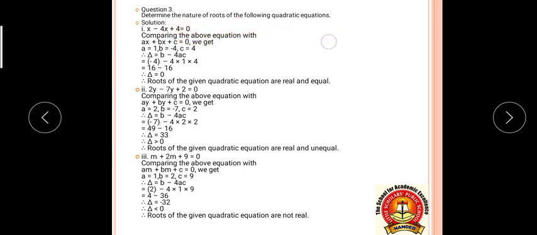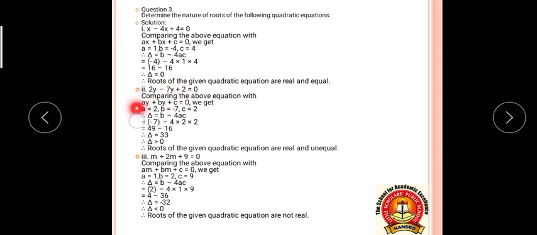Now determine the nature of roots of the quadratic equation. For the nature of roots also, firstly calculate b square minus 4ac. Then decide whether it is equal to 0, less than 0 or greater than 0. Now see x square minus 4x plus 4 is equal to 0. Comparing the above equation, what will you get? A is equal to 1, b is equal to minus 4, c is equal to 4. So delta is b square minus 4ac. Delta is denoted for the discriminant b square minus 4ac. And delta is 0, it means that the roots of the quadratic equation are real and equal.